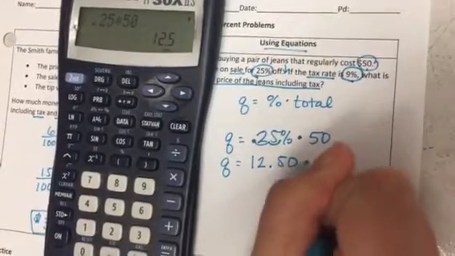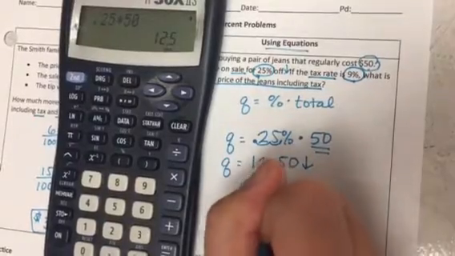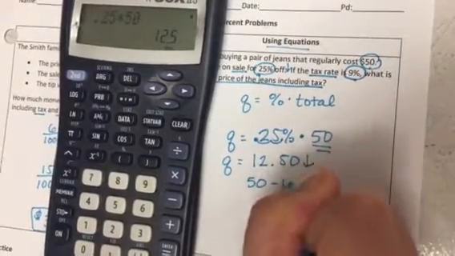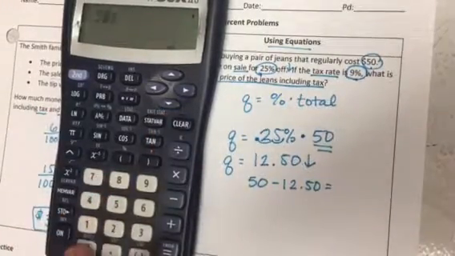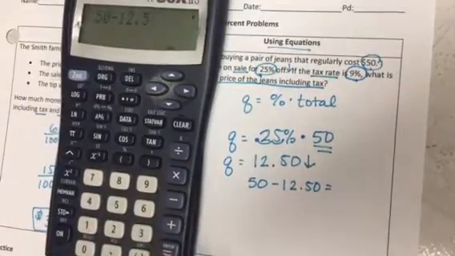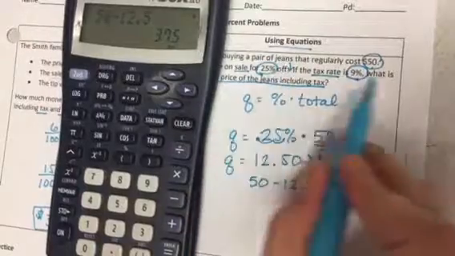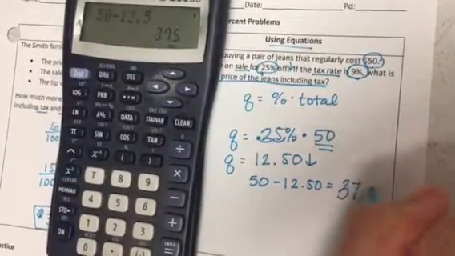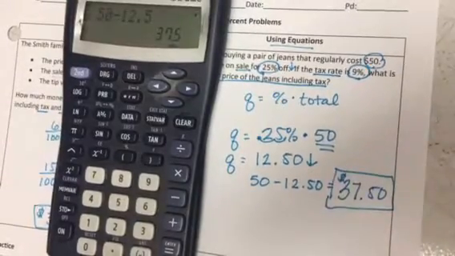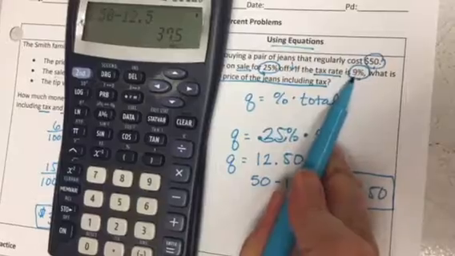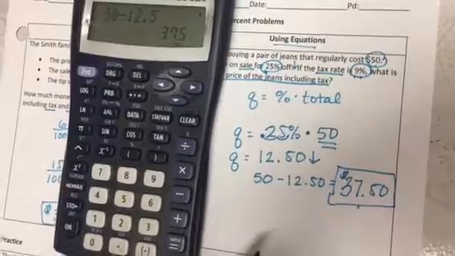$12.50. We said that was a decrease from the original price, meaning I'm going to subtract $12.50 from my original price. 50 minus $12.50. So I'm now going to get that pair of jeans that were regularly $50 for only $37.50. We like deals. Deals are good. But unfortunately, we still have to pay some money to the government. So we need to make sure we're also paying our tax on our jeans.